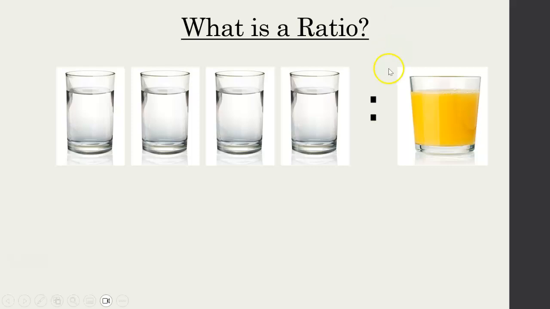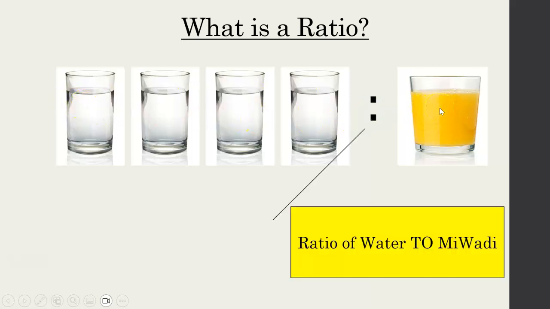So in mathematics, we use these little 2 dots to represent a ratio. So not an equal sign, they're different, they're called a ratio sign. So this means for every 4 glasses of water, I'd need 1 glass of Mywaddy. Or another way to read this is the ratio of water to Mywaddy is 4:1. So this is the ratio of water to Mywaddy.